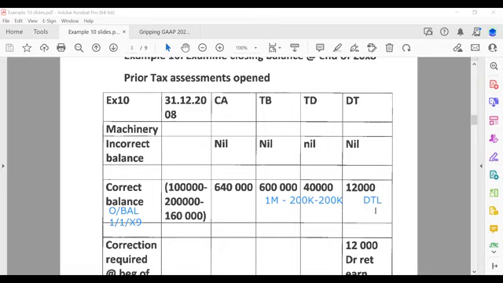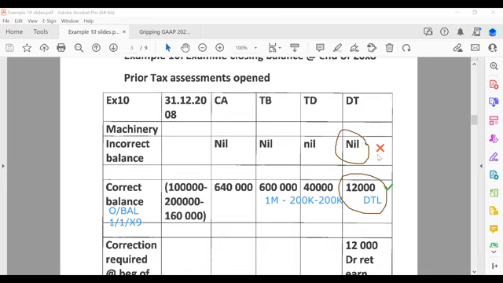Now we need to compare two things. We're going to compare what is our incorrect balance versus what should our balance now be. And that's going to give us our journal entry. The incorrect balance was nil. The correct balance is 12,000. So we now need to increase our deferred tax.